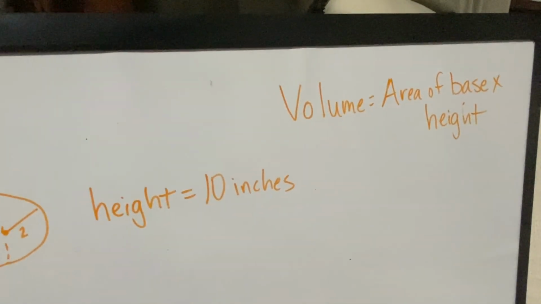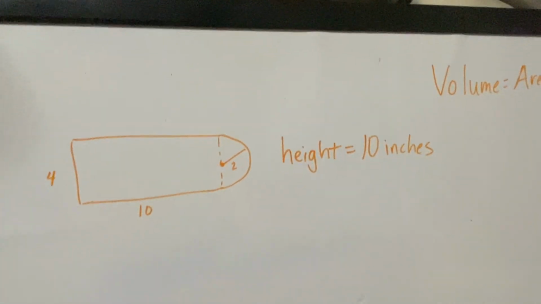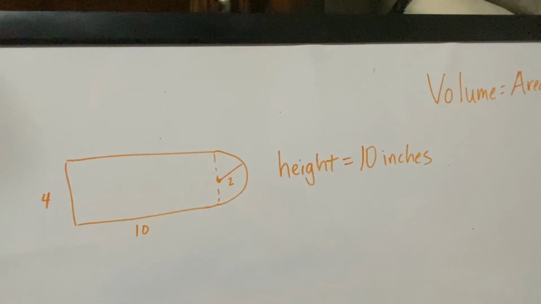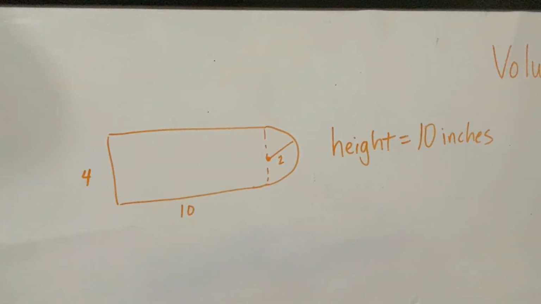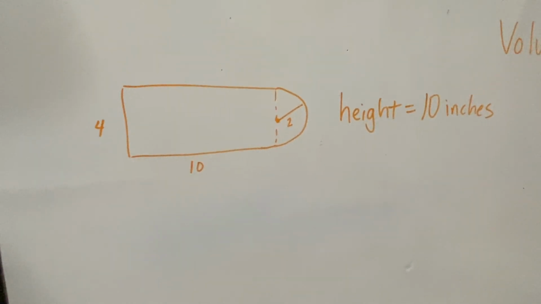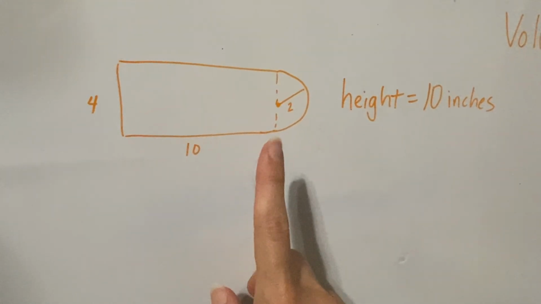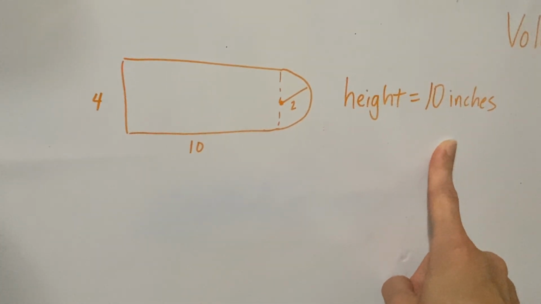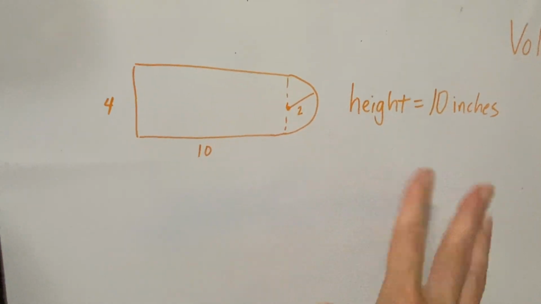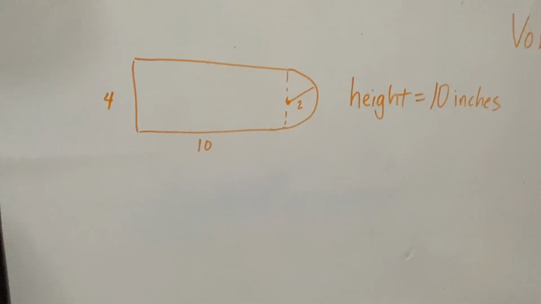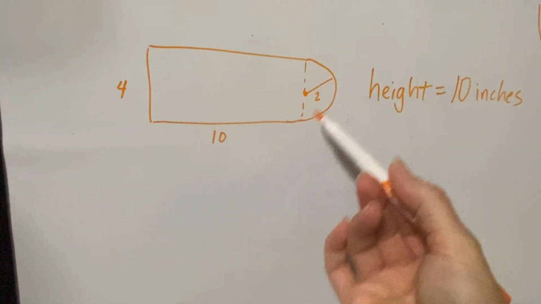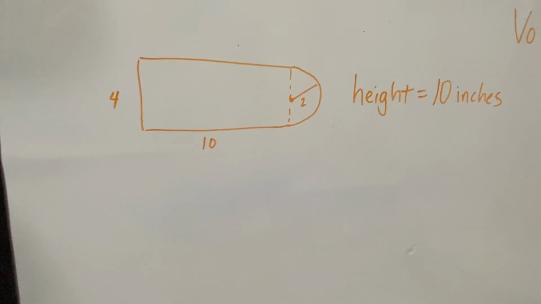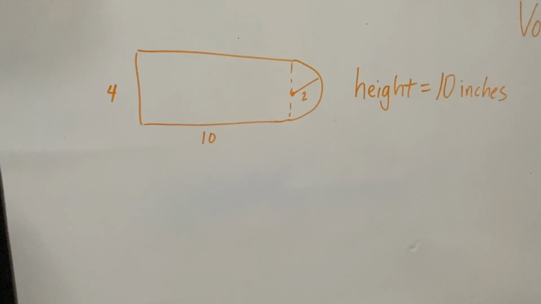Okay, so let's just jump into an example so that you can kind of see what I'm talking about. This example is from page 89. This is the practice question A. They have this shape here and they said, okay, so this is the base of a shape and it is 10 inches tall. Okay, and they're going to say, what is the volume of this shape? Well, first we have to find the area of this, and then we have to take it times 10, which is our height.